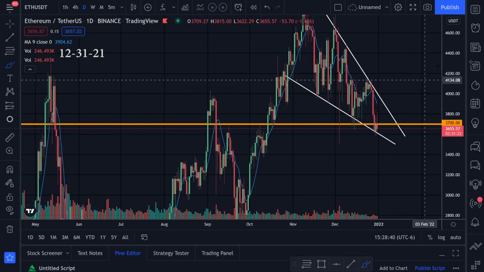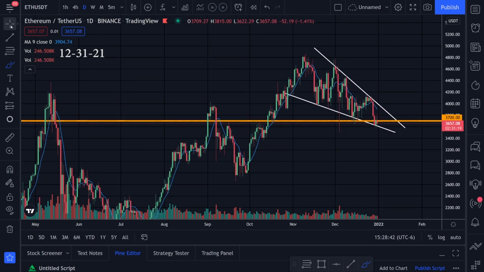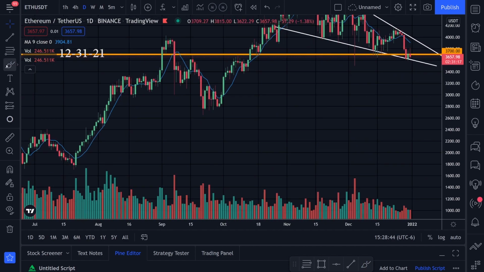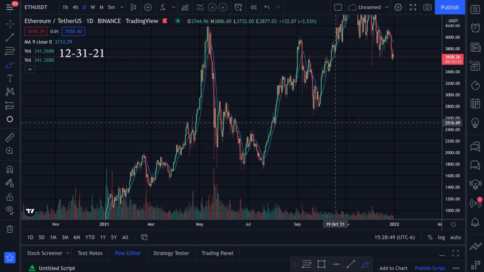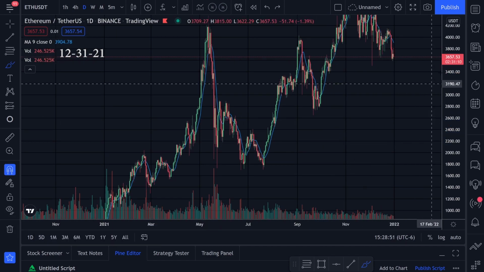Let's see if we go down, and if we start breaking down, what I'll be looking at is this previous support right here. And the other thing I was looking at is, actually, let's delete everything. We have a trend line going to the upside.